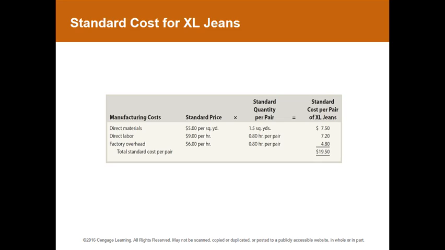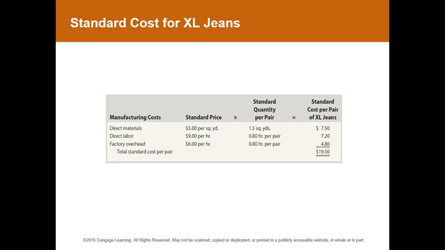The factory overhead is a variety of components, as you are aware. We break that down to recognize that based off hours, that should be $6 per hour. If it's 0.80 hours, our activity base, to generate 1 pair of XL jeans, then we have $4.80 in factory overhead invested, giving us a total standard cost per pair of XL jeans of $19.50.